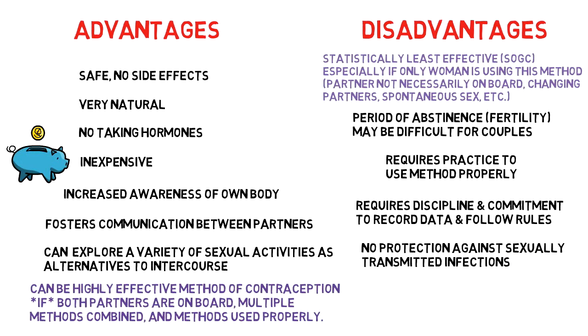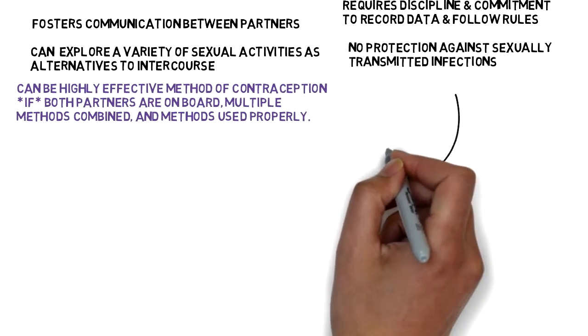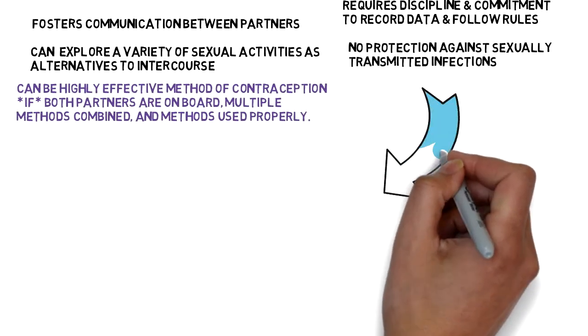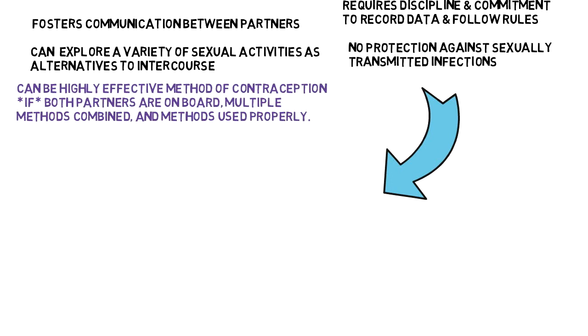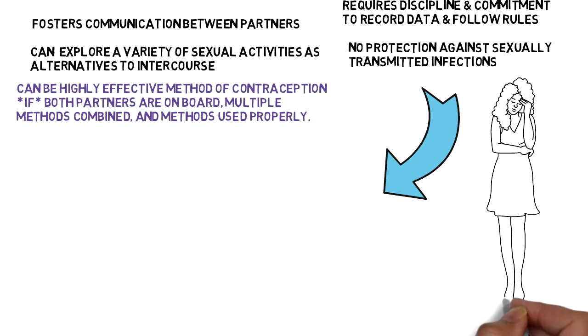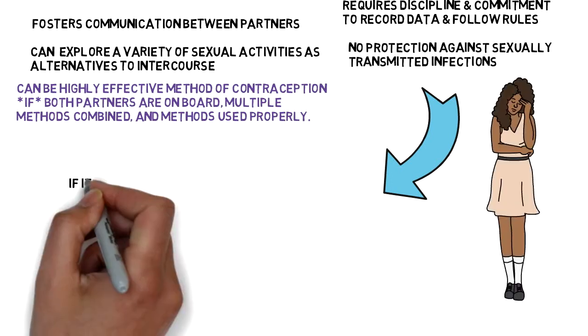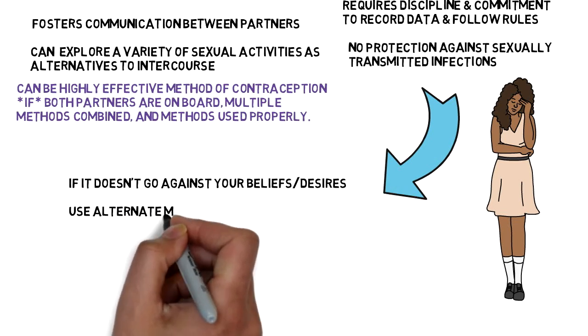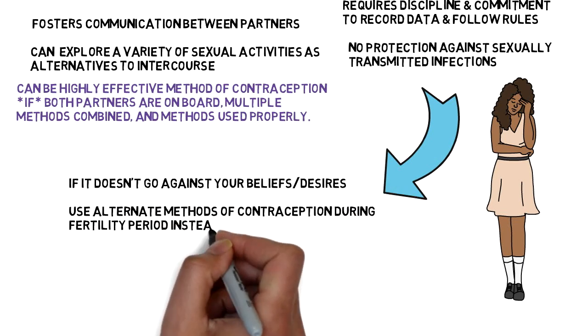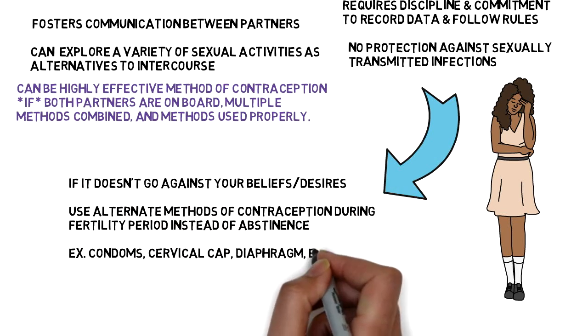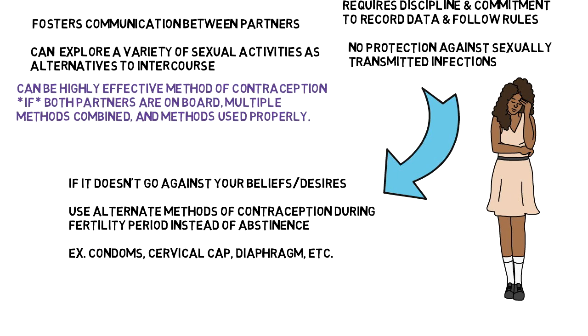I just want to add that if it does not go against your beliefs or your desires, there's no reason to not use another form of contraceptive during the period of fertility if you do not want to use abstinence. This will help the natural methods to be more effective if you want to have intercourse during those times, but ultimately, abstinence is the surest way to prevent pregnancy.